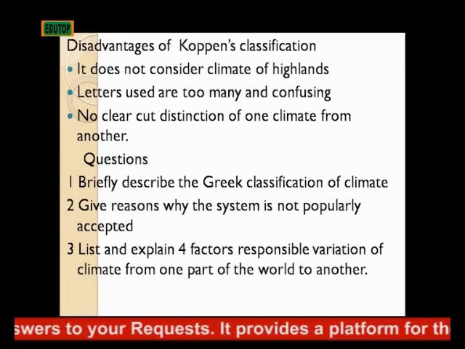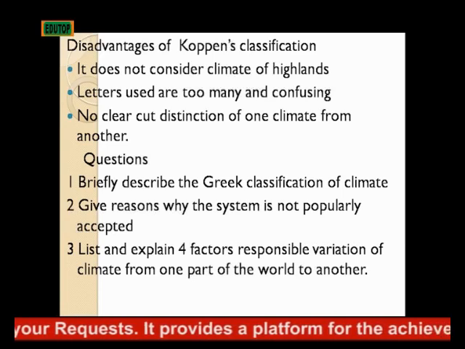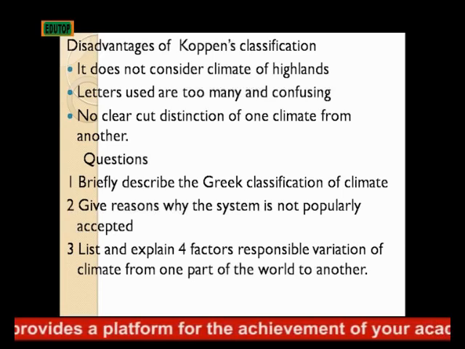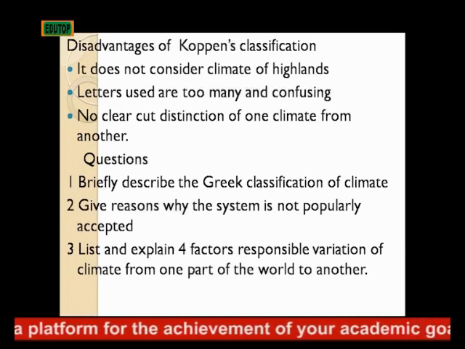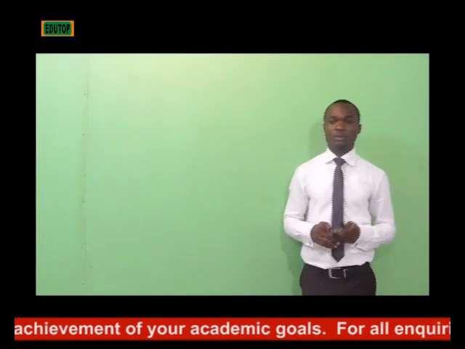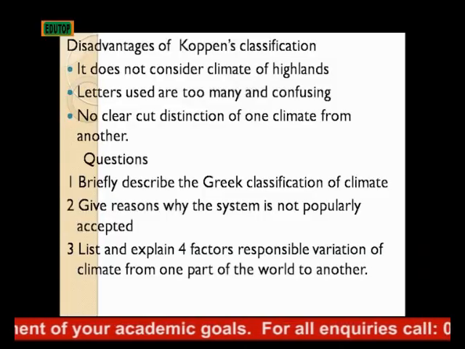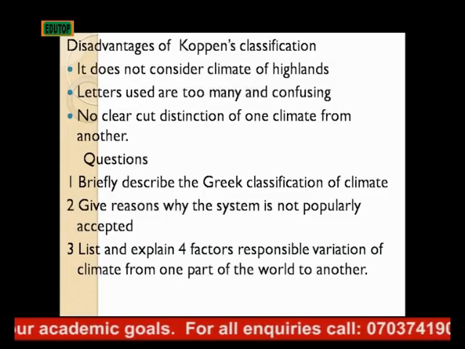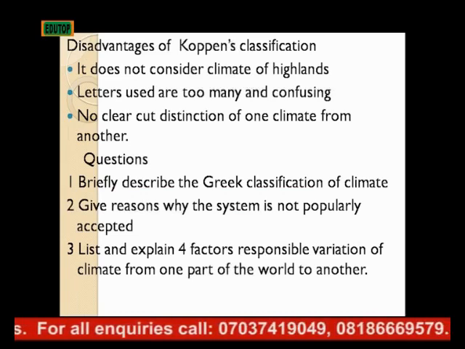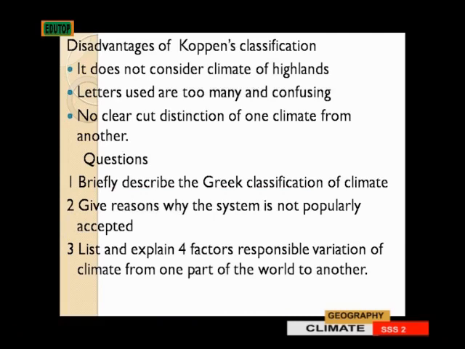Another disadvantage is that it does not consider climate of highlands, and there is no clear-cut distinction of one climate form from another. So from this, we can answer these few questions. Question 1 says, briefly describe the Greek classification of climate, the Greek system of climate classification.